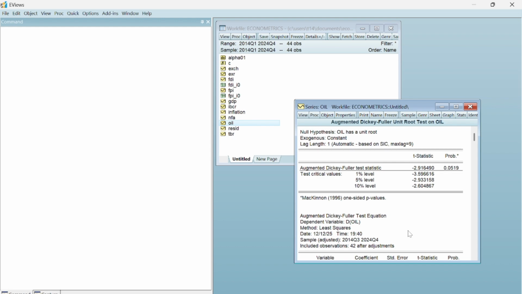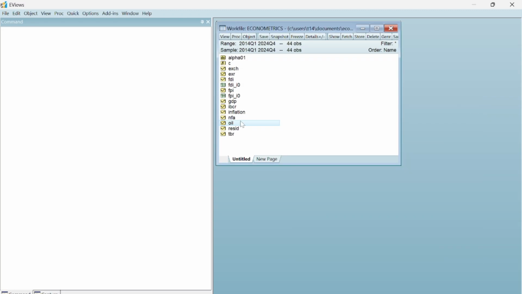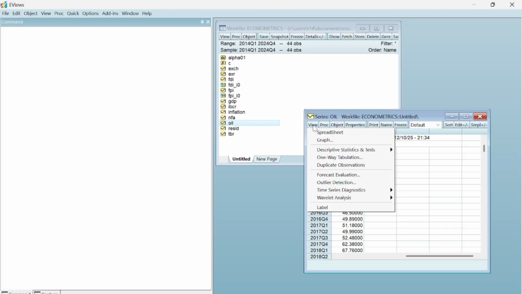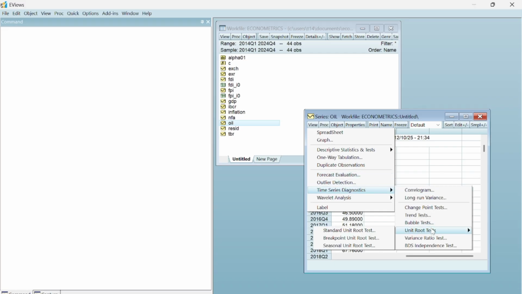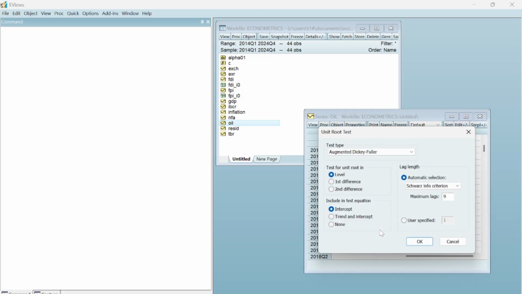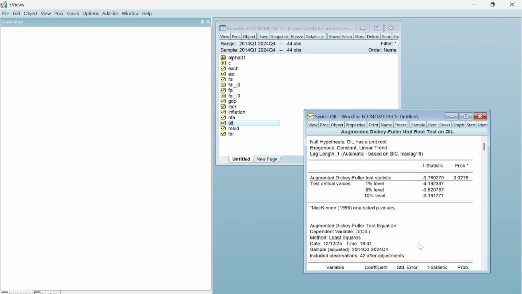If we would have checked, okay, let's check for the intercept and the trend. Let's see whether the result will be far much better than this, using the intercept and trend. So go to time series diagnostics, unit root test, standard unit root, trend and intercept. See 0.02, because it captured that trend and intercept which it has.